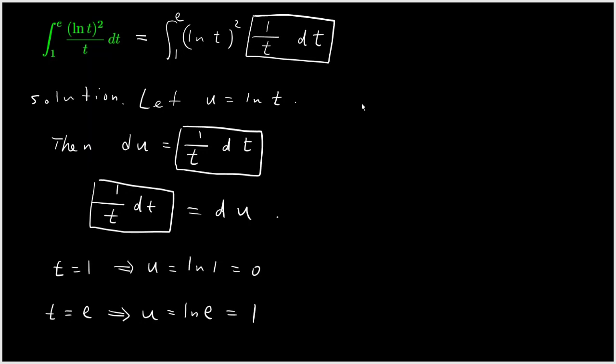At this point, we are ready to convert the given integral entirely in terms of the new variable u. When t changes from 1 to e, u changes from 0 to 1. So in the new integral, the lower limit is 0 and the upper limit is 1. And then natural log of t, the whole thing squared, will be u squared. Natural log of t is u. And then the whole thing in the box is just du.